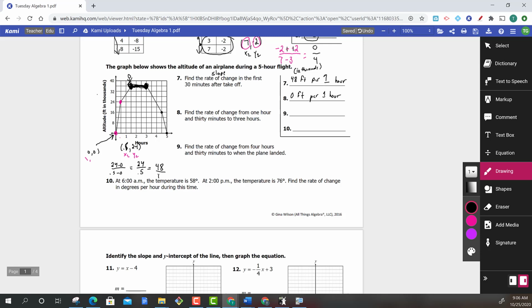Number 9, find the rate of change from 4 hours and 30 minutes to when the plane landed. So 4 hours and 30 minutes is here, and the plane landing is here. So you're finding the slope where they landed. That point is 50. At 4.5 hours, that point is 4.5. I'm looking at the vertical axis, 16. So in number 9, you're finding the slope between those 2 points.